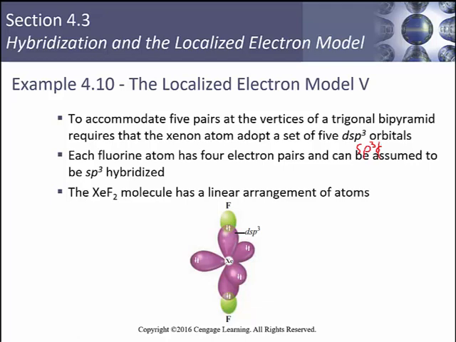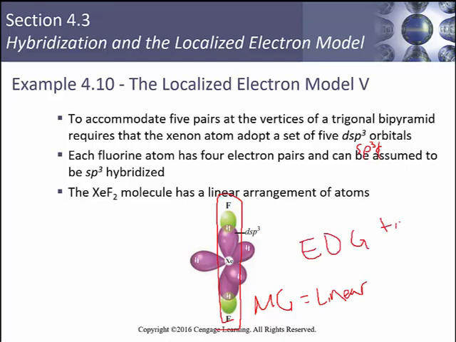Each of the fluorine atoms has 4 electron pairs that can be assumed to be sp3 hybridized. In our xenon difluoride, the molecule is going to have a linear arrangement of atoms, right? So our molecular geometry is linear. But our electron domain geometry is going to be trigonal bipyramidal.